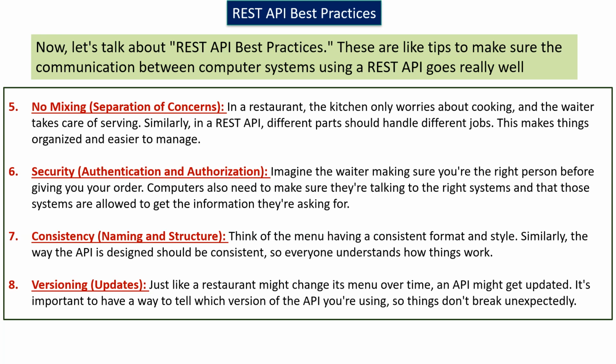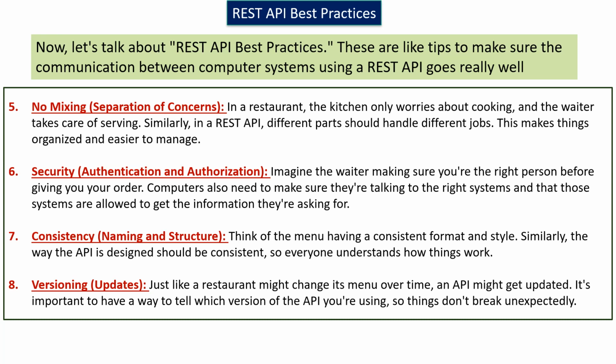The seventh point is consistency, which is equivalent to naming and structure in the computer world. Think of the menu having a consistent format and style. Similarly, the way an API is designed should be consistent so that everyone understands how things work.